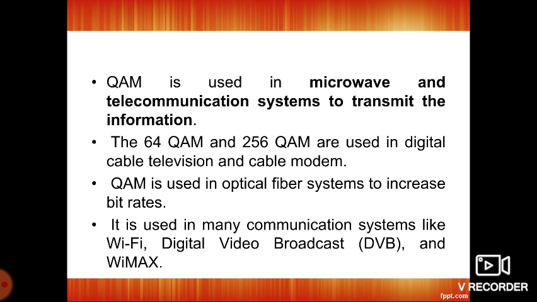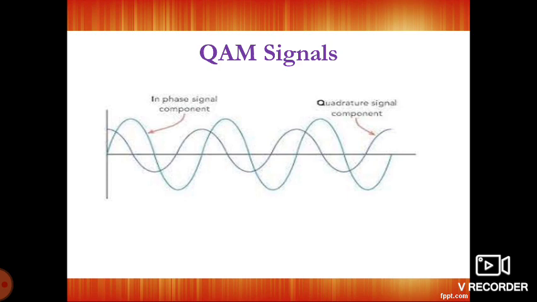QAM is mainly used in microwave and telecommunication systems to transmit information. 16 QAM, 64 QAM and 256 QAM are used in digital cable television and cable modems. QAM is also used in optical fiber systems to increase bit rates, and it is also used in Wi-Fi and digital video broadcast, that is DVB. These are all the applications of QAM.